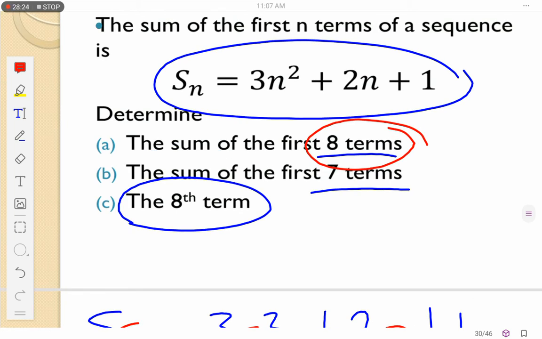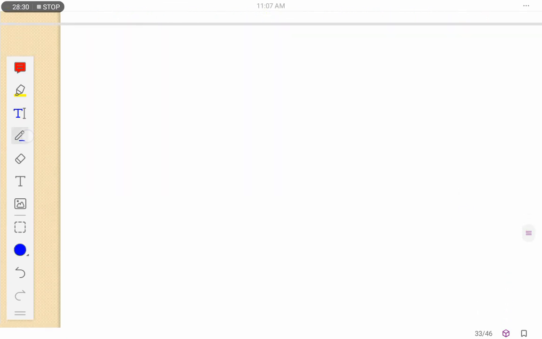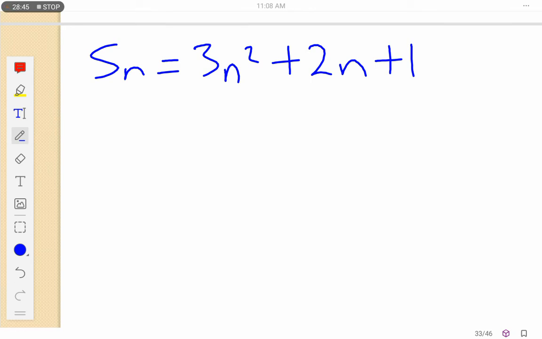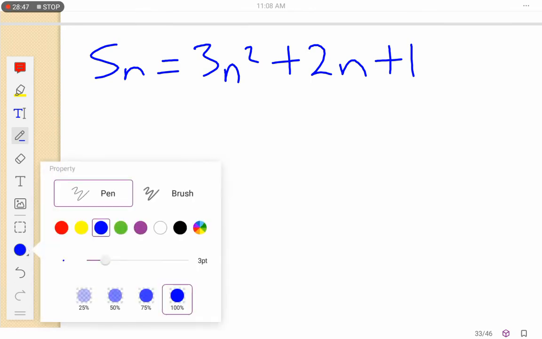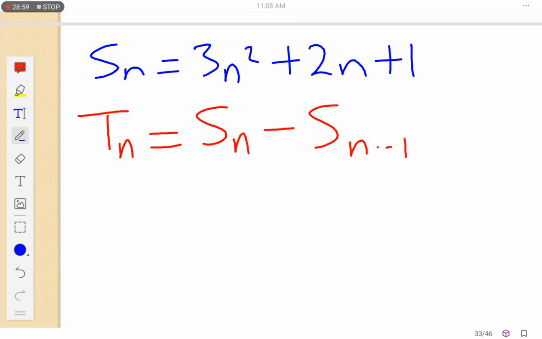Okay, so we go on to the last question. The last question is to find the 8th term, using that formula there. Let me write our formula. Sn is equal to 3n squared plus 2n plus 1, and we want to find the nth term. There is this important formula that I'm going to give you: to find the nth term, we use Sn minus S(n minus 1), which means I will simply subtract with an n minus 1.